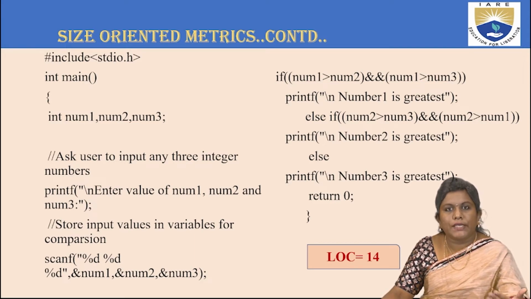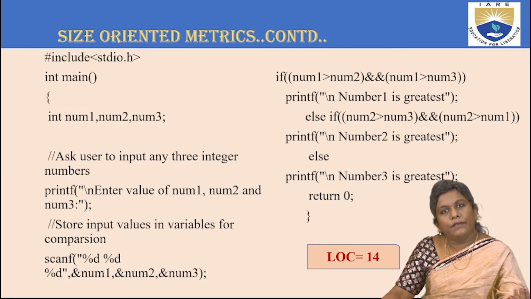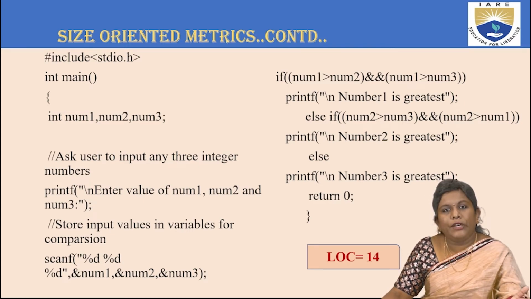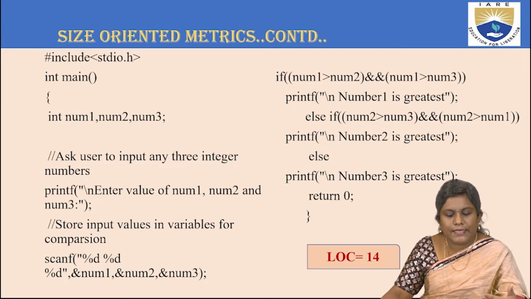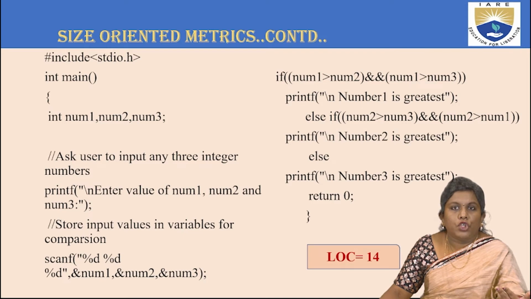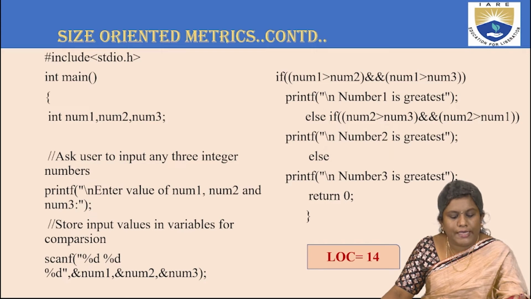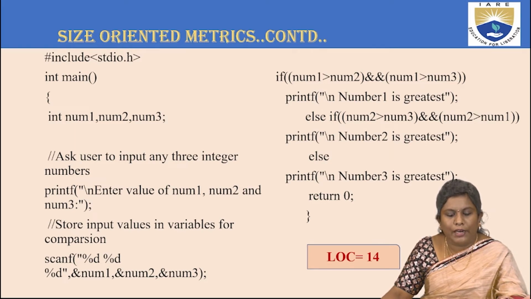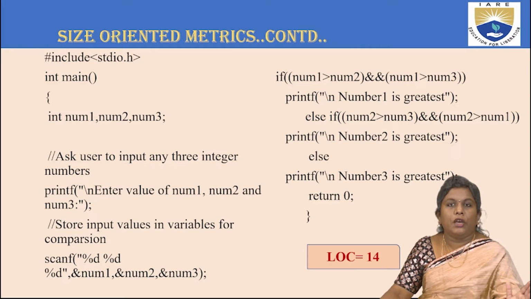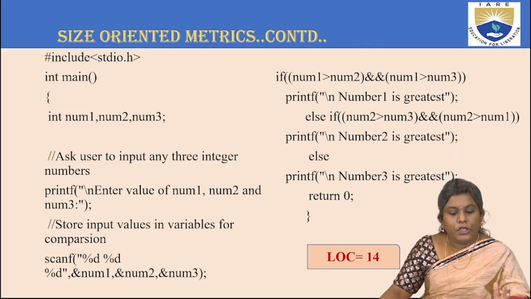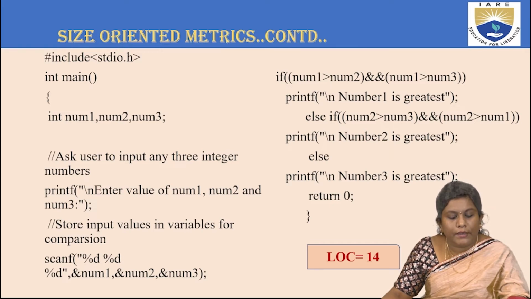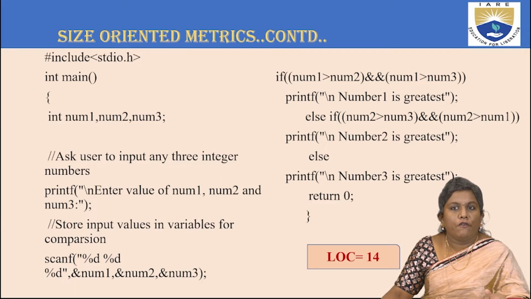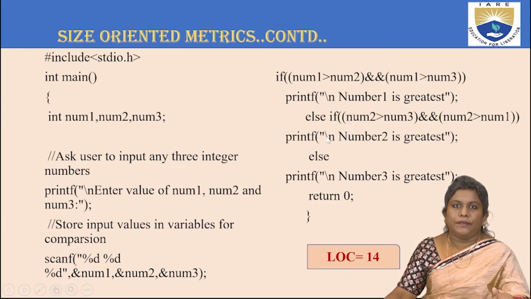So in C language, you use double forward slashes, and in Python programming, we generally use a comment line with the help of a hashtag, right? So in this code, if you see, we have two comment lines. One is ask user to enter the input of three integers, and the second comment line is store input values in variables for comparison. So totally our lines are 16. I have partitioned the program on the screen in two columns, right? So they are totally 16, and removing the comment lines, my LOC becomes 14. That is, lines of code are 14.